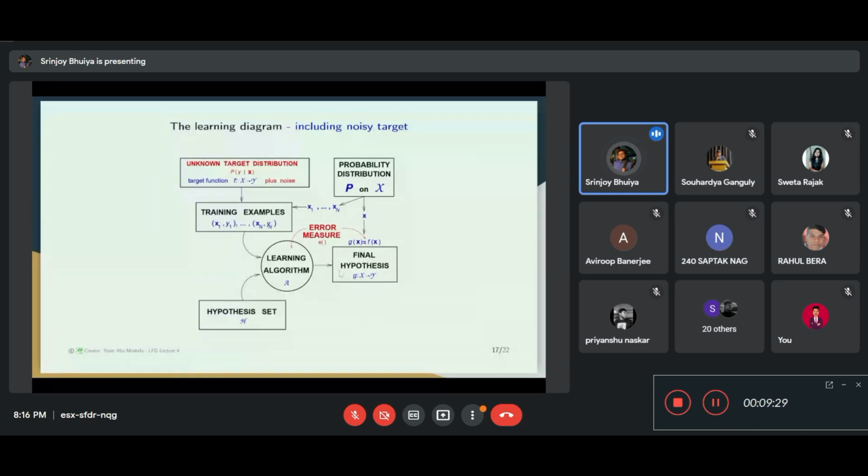Now we need to measure whether the model is good or bad. So we use something called an error measure, which measures the difference in the results between the target distribution or the training sample distribution and the final model that you have.